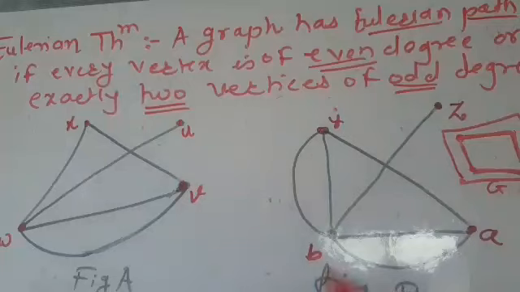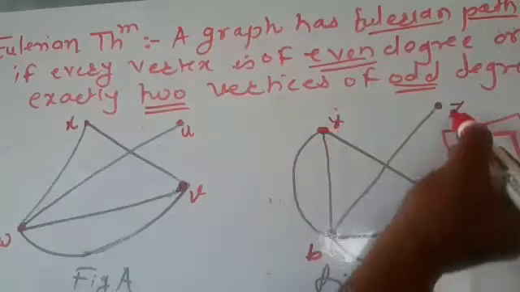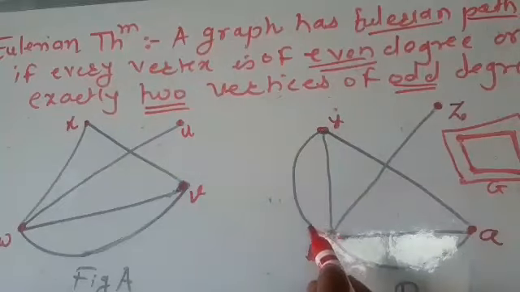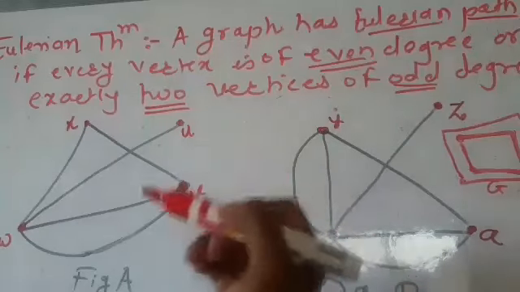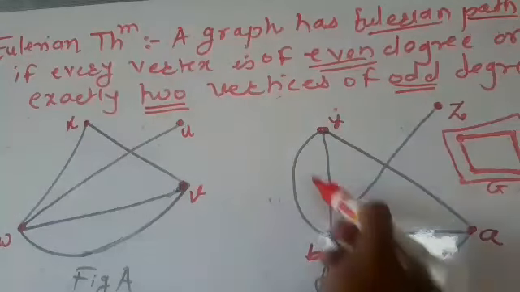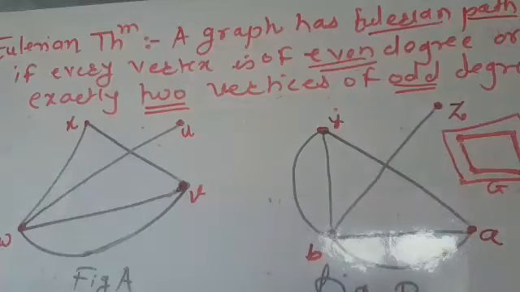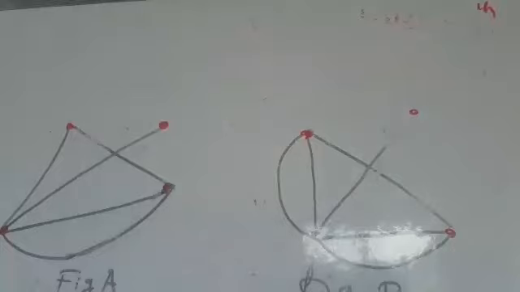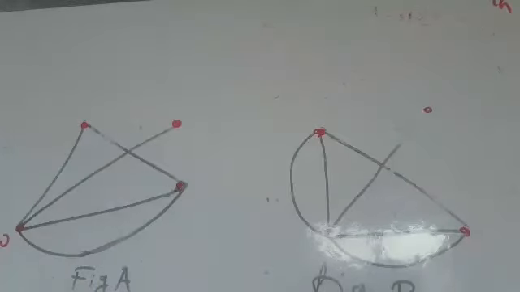Now see figure B. Vertex Y has degree 3, odd. Vertex Z has degree 1, odd. Vertex A has degree 3, odd. Vertex B has degree 5, odd. That is, there are many vertices of odd degree, and hence figure B cannot be drawn without lifting the pen, but figure A can be drawn without lifting the pen.